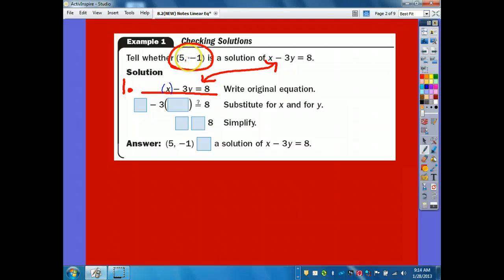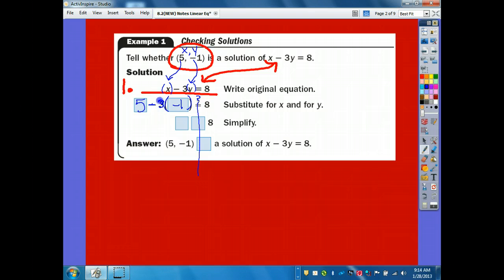So, out of this ordered pair, which one is my x? Yay! 5. Alphabetical order, x and y. So we put 5 in for the x, put -1 in for my y. Okay, so let's substitute those underneath so I can see all your work. Write it neatly in your homework so I know what you're doing. So we have 5, that goes in here for my x, minus 3 times what? A -1. Now you got the question mark here. Does that equal 8? Yes or no?